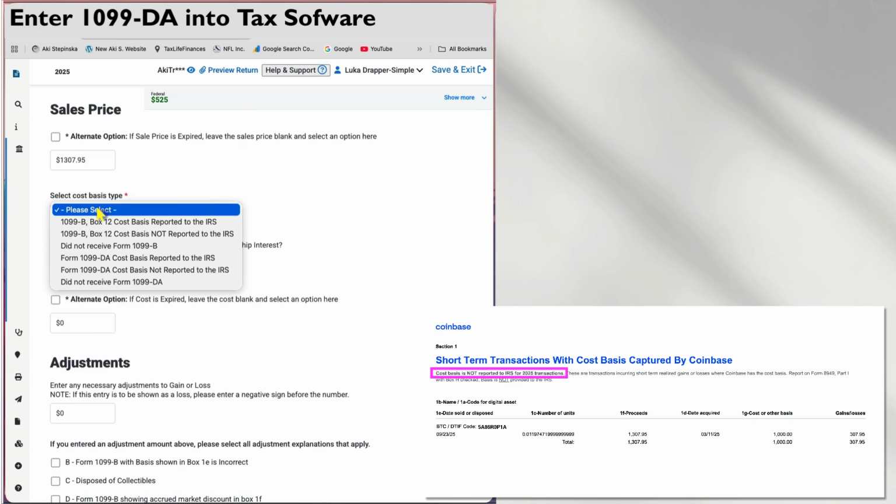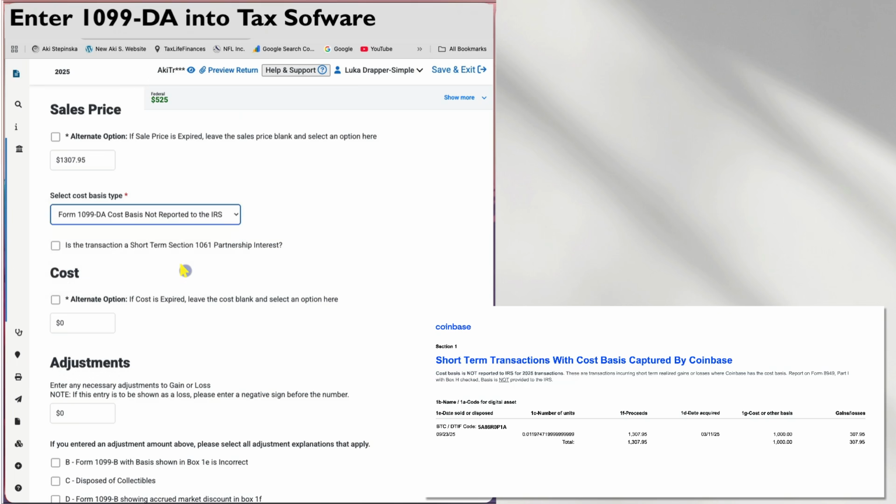You also need to report whether the cost basis was reported to the IRS or not, based on your 1099-DA. Be careful to select the correct form type in your tax software. Make sure to choose 1099-DA for crypto sales and not 1099-B, unless that is the form you received. One of the most important parts is entering the correct cost basis. This will affect how much of your capital gain is taxed.